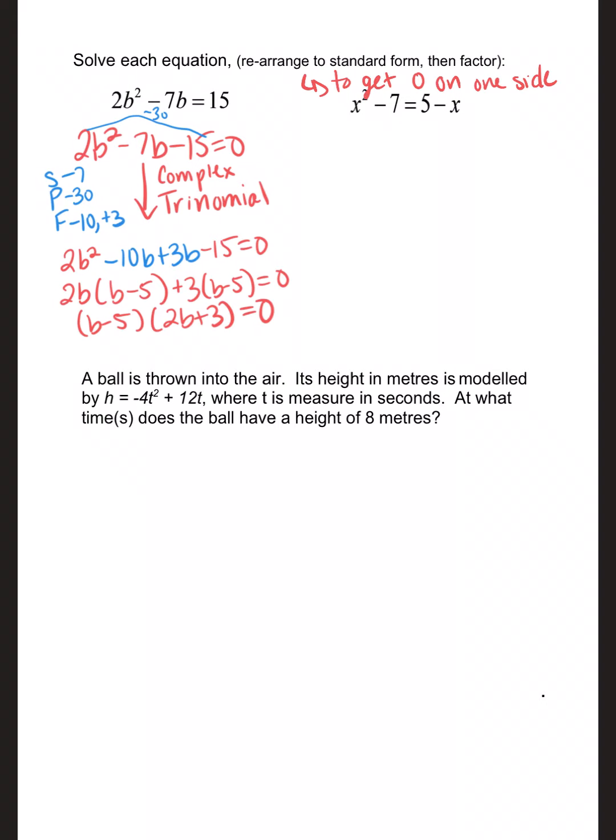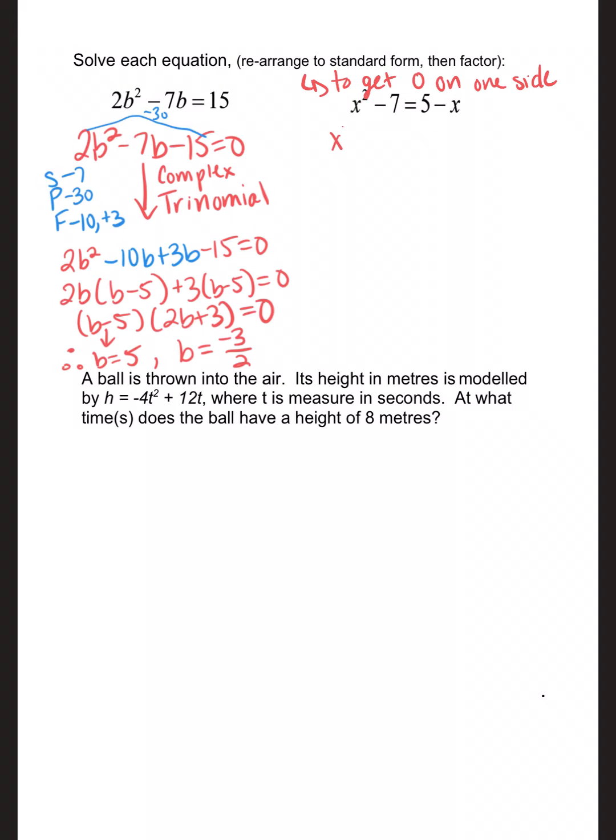So if we set those equal to 0 and solve, we should get that b equals 5. And if we set 2b plus 3 equal to 0, we would subtract 3 and divide by 2. So those would be our solutions. Okay, I'm going to rearrange the next one, and then I'm going to get you guys to pause the video and see if you can work through finding the solutions.